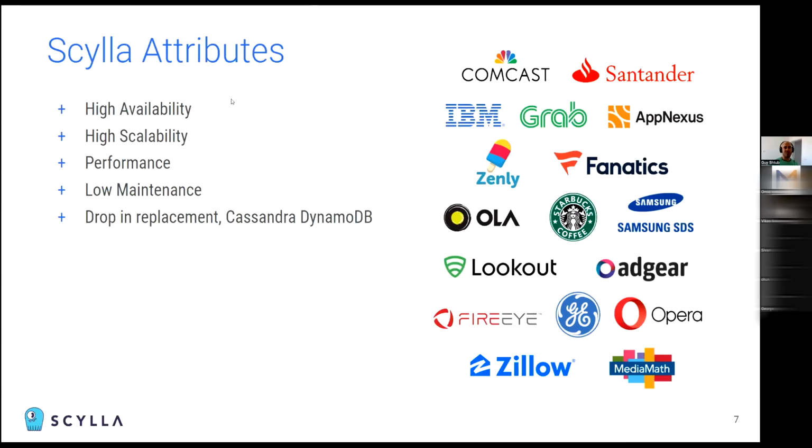Let me go right to the start and talk about the ScyllaDB attributes. ScyllaDB is an open source database, NoSQL, built for high performance. Basically, it was inspired by Apache Cassandra, and Apache Cassandra is written in Java. ScyllaDB is written from scratch in C++.